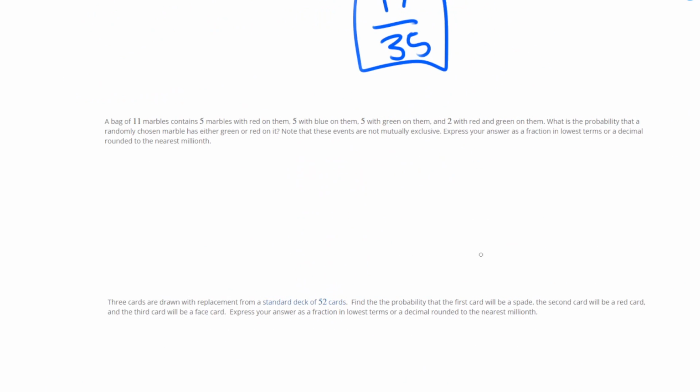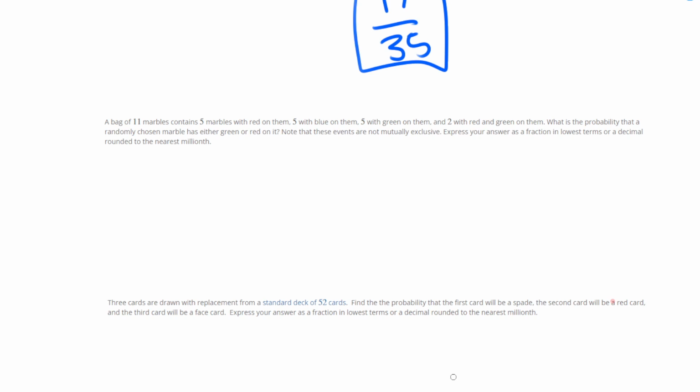This next one is telling us that a bag of 11 marbles has 5 marbles with red in them, 5 with blue, 5 with green, and 2 with red and green. Actually, drawing them out is a little bit tricky for these because it doesn't tell you if there's any that share blue. So if I drew this out, there'd be 13 marbles, which is still more than 11. So we just have to deal with the numbers rather than the pictures.